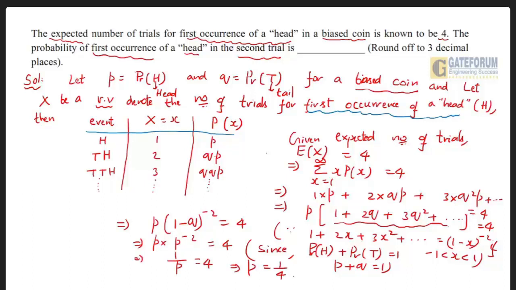Okay. So automatically Q, the probability of getting tail, is 3 by 4. P plus Q is equal to 1. Now the question is probability of first occurrence of head in second trial. Okay.